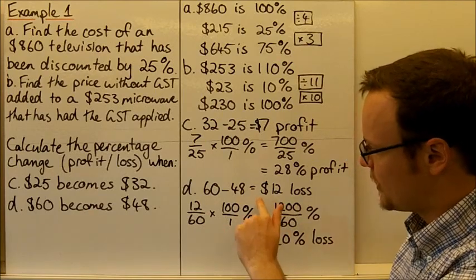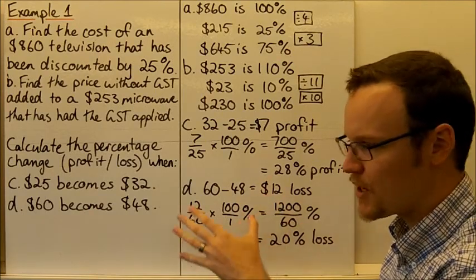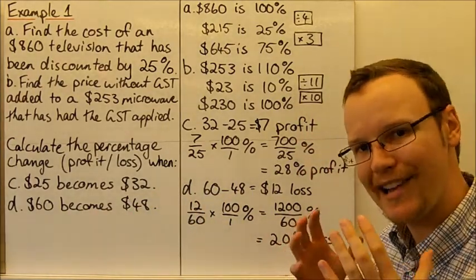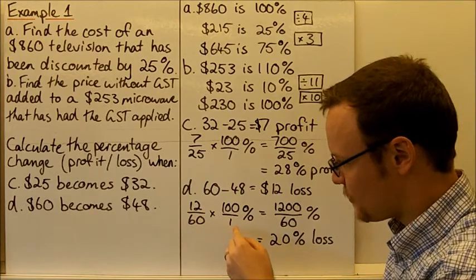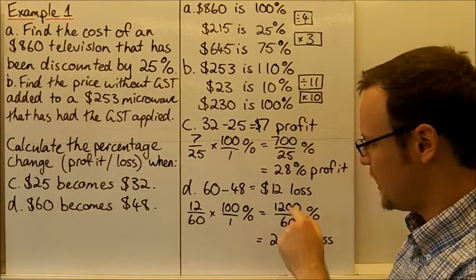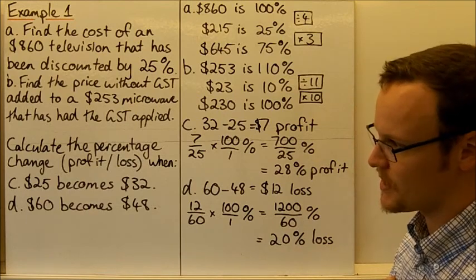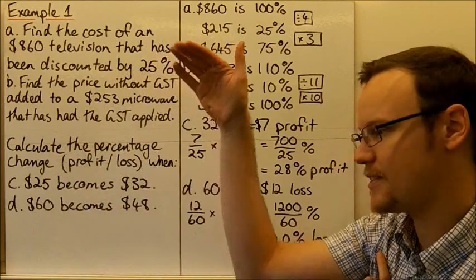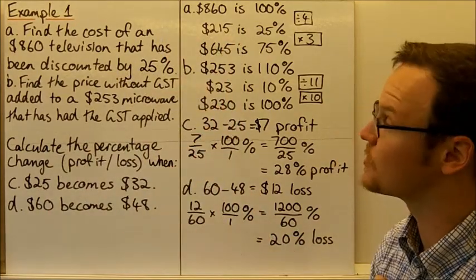That's unfortunate. So $12 out of the original amount of $60, 12 out of 60, that's the fraction loss that we've made. So we can convert that to a percentage by multiplying by 100%, and that leaves us with a 20% loss. So we've actually taken 20% of that and it's been lost. It's been reduced down to $48.